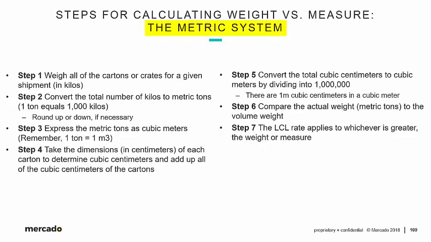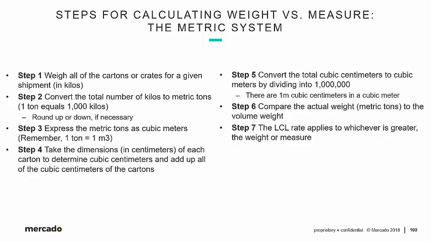Same idea, using metric, because oftentimes the DIMs that we get from our suppliers overseas are going to be in centimeters. We need to be able to do weight or measure calculations in both the standard and metric system. Step 1, weigh all of the cartons or crates for a given shipment in kilos. We know this. Step 2, convert kilos to metric tons. Round up or down as we saw previously. Step 3, the same. Express the metric tons as cubic meters, remembering that 1 ton equals a cubic meter.